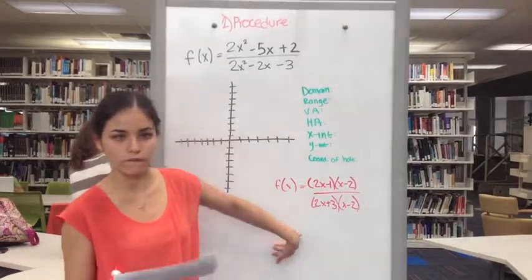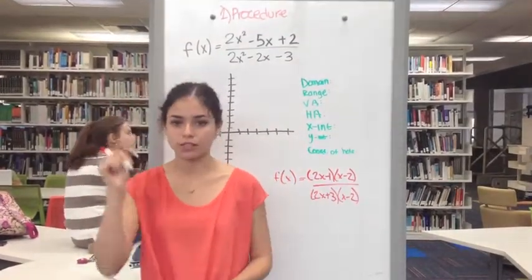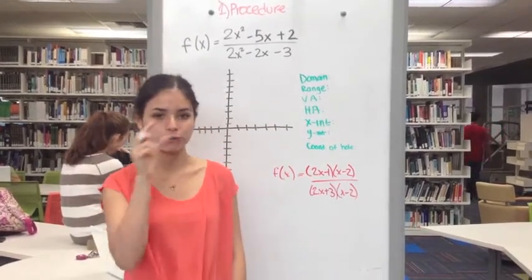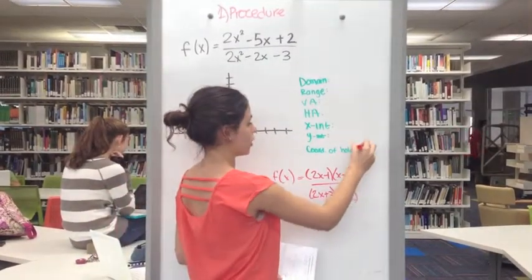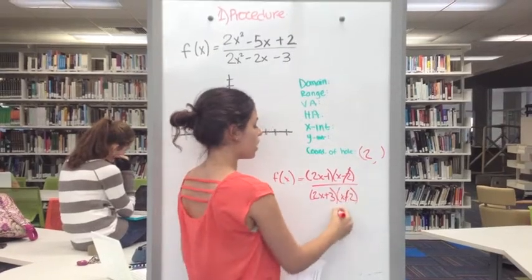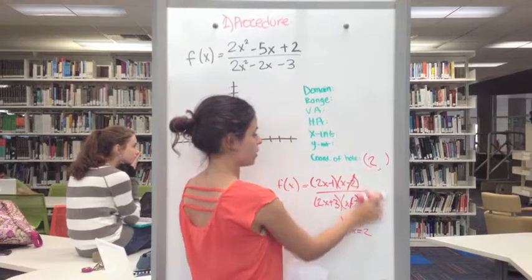So this is a piecewise function, and whenever we have this repeating factor, we have to cancel that out and eliminate it, because that will be our x coordinate, the x part of the hole. So here we have a part of the coordinate of the hole, which is 2, because x minus 2 equals 0, so x will be 2.